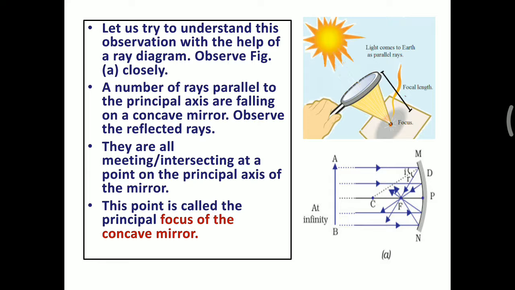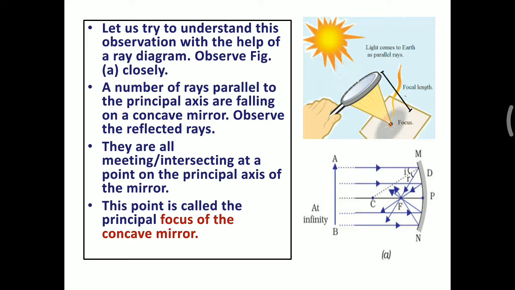So how to draw the ray diagram for this image? You have to draw a concave mirror and place the object at infinity. Why have I written infinity? Because the distance of the sun from our earth is infinity. The light rays from the sun reach the concave mirror. After reflection, they meet at one point. That point is called the focus.